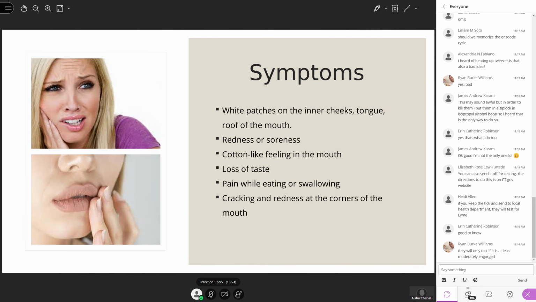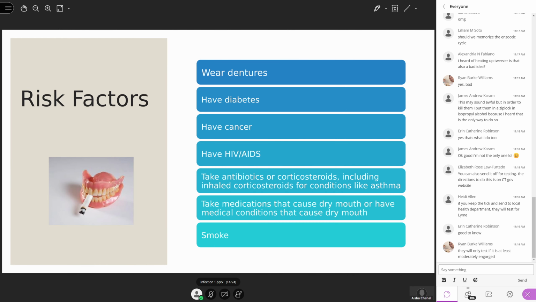The symptoms will be white patches. Now you are very familiar with that. White patches, fungal infection. In the kids, you can see that, especially with bottle feeding with milk, it gets difficult to clean their mouth. So you see that they get this redness and sore, cotton-like feeling, loss of taste, pain, cracking, redness. So these are very general symptoms of candidiasis in the mouth or in the oropharynx.